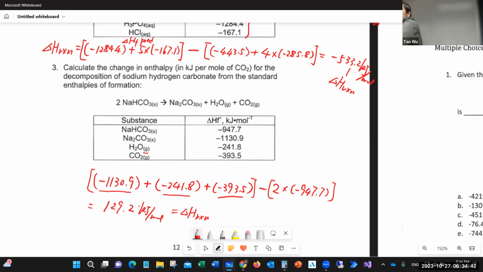Because the enthalpy of formation of those compounds can be involved in any kind of chemical equation. As long as we know the enthalpy of formation of each of these compounds, we can figure out the enthalpy of these reactions. But if we don't know the enthalpy of formation of one of these, we cannot figure out the enthalpy of the reaction. So the enthalpy of formation of those compounds is very important.